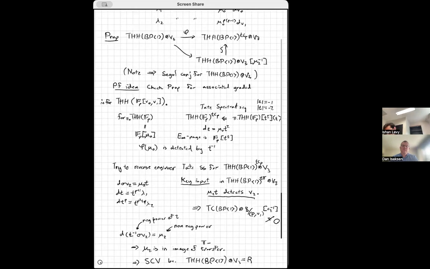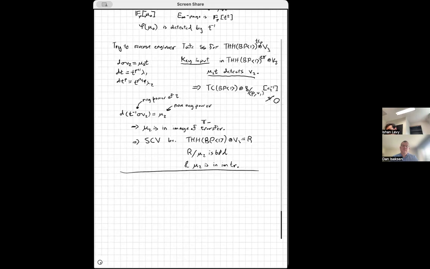So okay. Now because we have strong canonical vanishing, and I also sketched the Segal conjecture for BP1, what you learn is exactly what we wanted. So you learn that THH of BP1 tensor V3 is cyclotomically bounded.